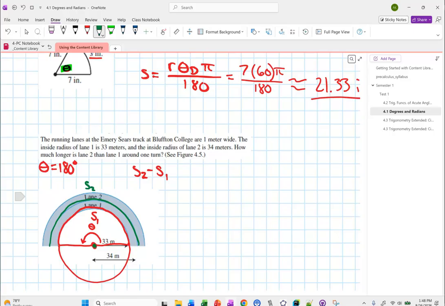That's the takeaway. The last piece I need for my formula for arc length is a radius, right? Well, I'm given that, aren't I? The radius for the red circle was 33, and for the green circle it's 34, so I'll call that R1 and R2. Does everybody feel okay? Yes. Okay.